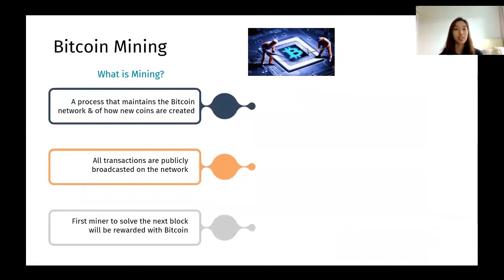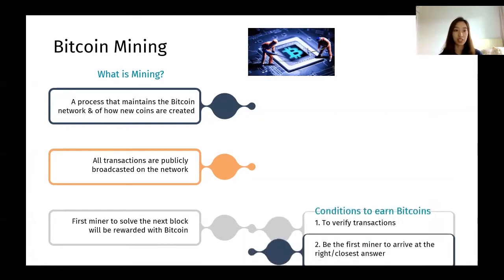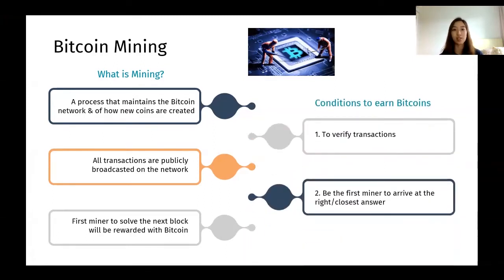So mining is actually a painstaking, costly, and only occasionally rewarding process. To earn Bitcoins, you have to meet these 2 conditions. Firstly, verify 1 megabyte worth of transactions, which is the very easy part. And then also be the first miner to arrive at the right answer or the closest answer to a numeric problem. This process is known as proof of work, which is the consensus mechanism of Bitcoin.